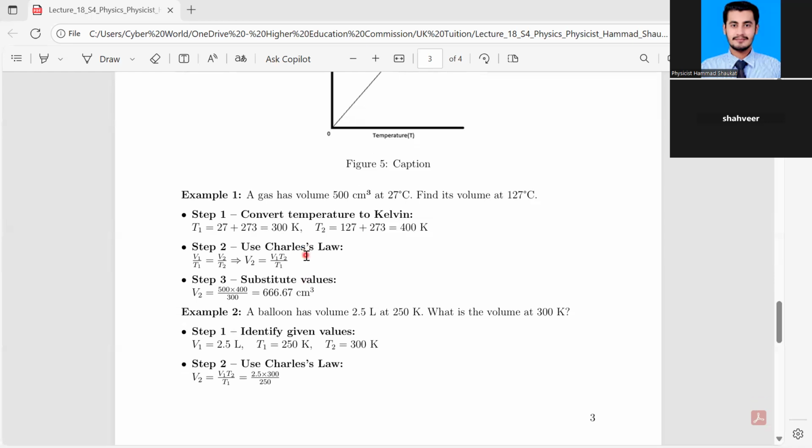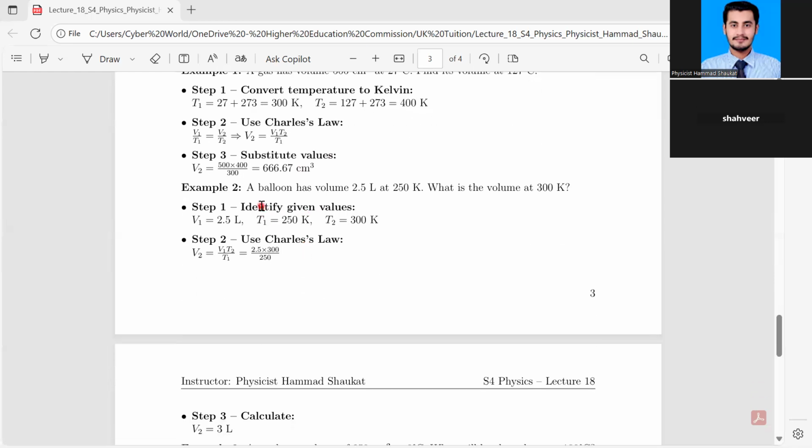Okay, now move on towards the second problem. A balloon has a volume of 2.5 liters. So definitely this is the initial volume. So the initial volume, which is V1, is 2.5 liters at 250 kelvins. So do we need any conversion here? No. Why not? Because the temperature is already in kelvins. So if temperature is already in kelvins, we don't need to convert. So T1 is 250 kelvins, and what is the volume at 300 kelvins?